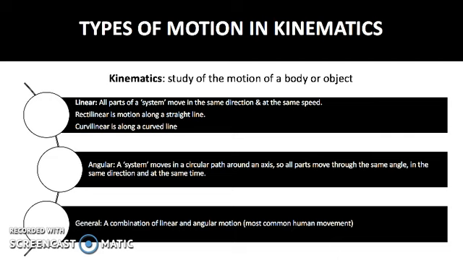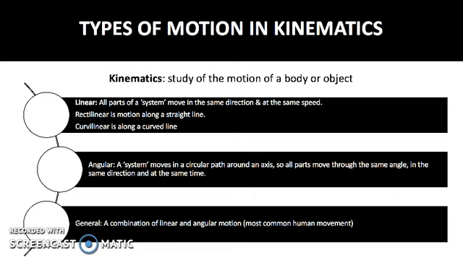Angular motion is when this system moves around an axis. So all parts move around the same angle, same direction, same speed. So it's similar to the first, but this is around an axis this time. And finally, general motion is a combination of both linear and angular. It's most common, really, out of all of the types of motion.